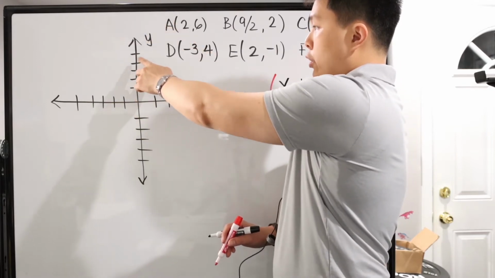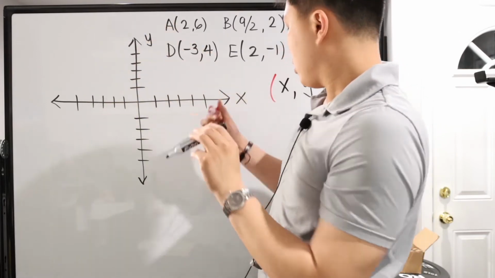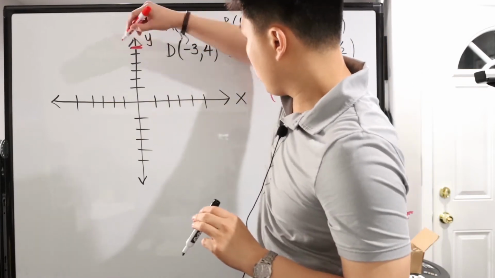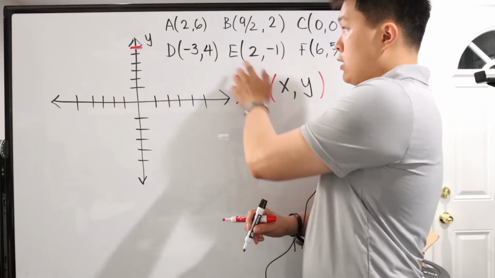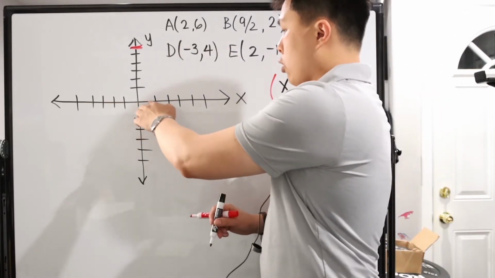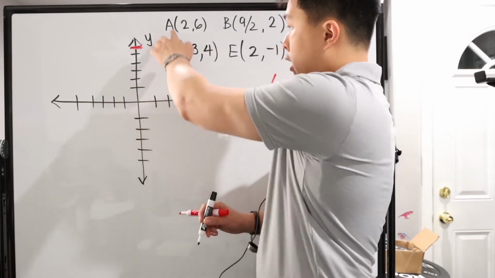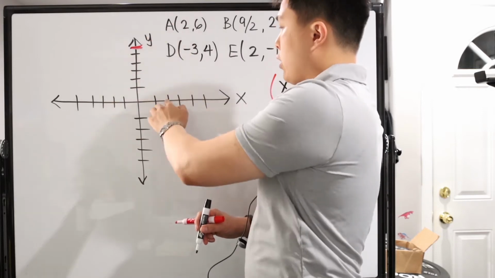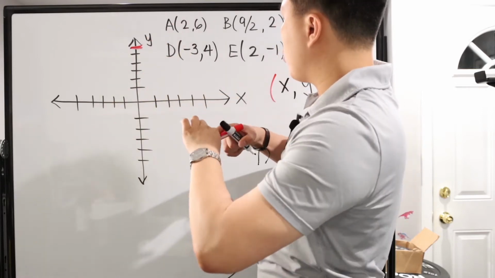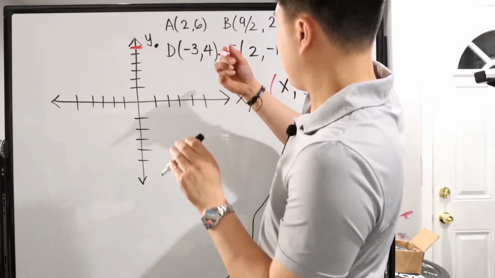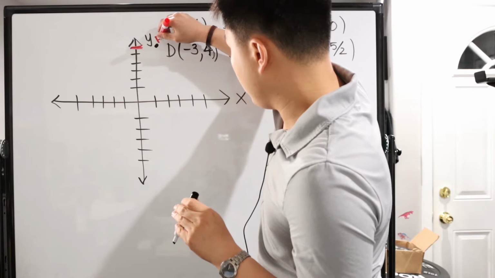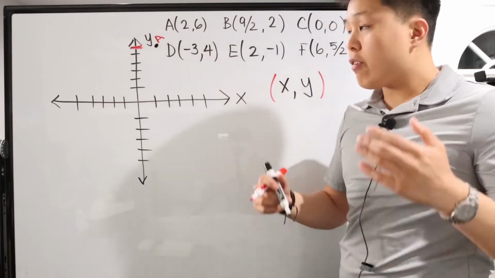So 1, 2, 3, 4, 5. I didn't put a 6, so let's just put a 6 right here. Originally it's 2 and then 6, right? So go over 2 on the x and then up 6, because we're going positive. So this would be where our point A is. Let's put A right here so we know that's our point A. That's how we would graph a specific point.